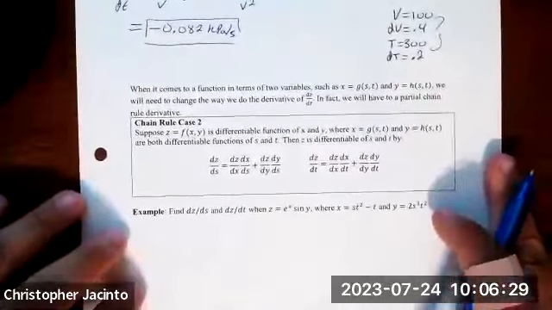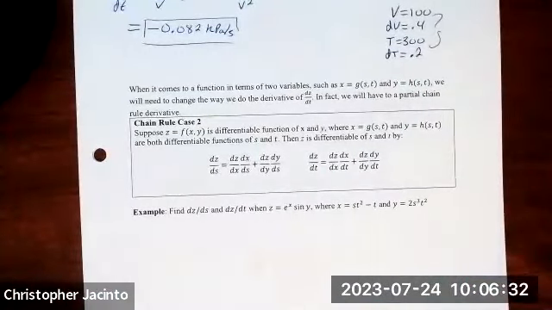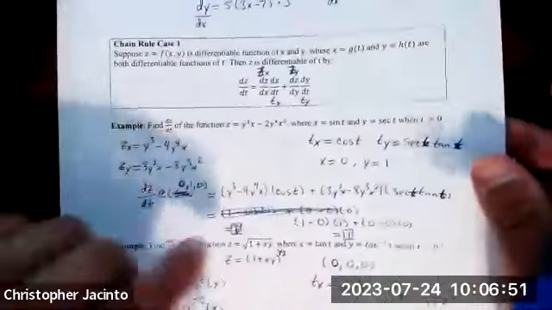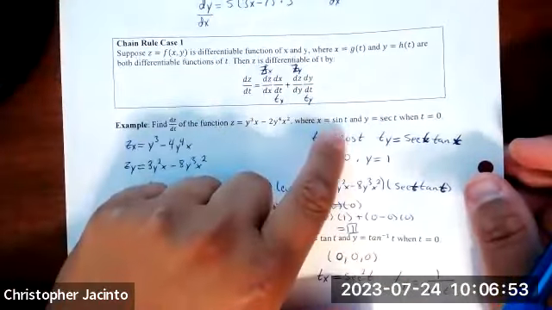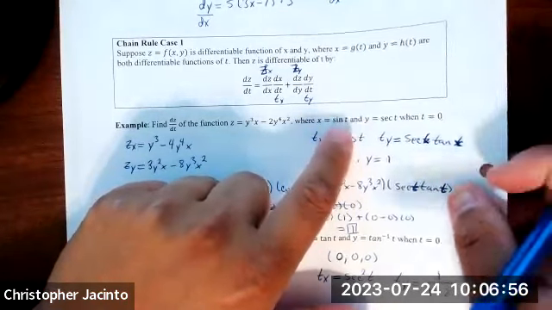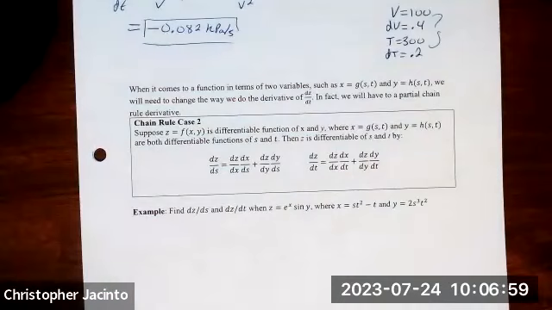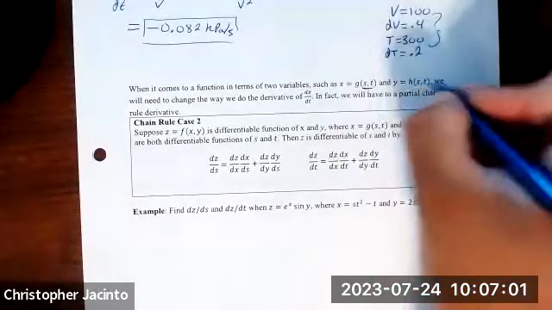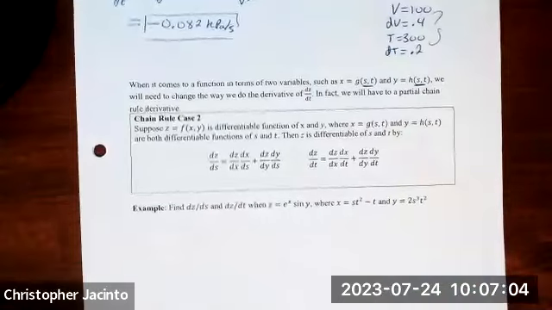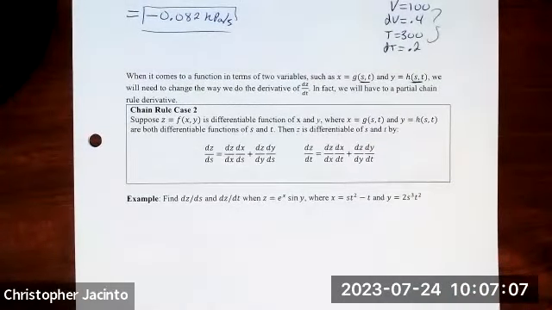Okay, now let's go on to the second case of the chain rule. What if instead the x and y values were functions of two variables and not just one variable? So look at our last examples. It was x equals sine of t, a single variable. But what if we have two variables, s and t? Now, how do we find the derivative?